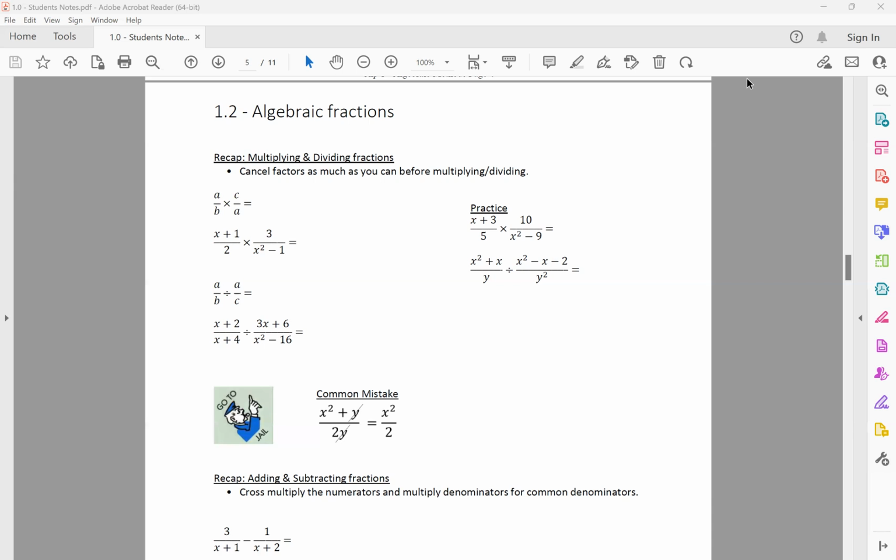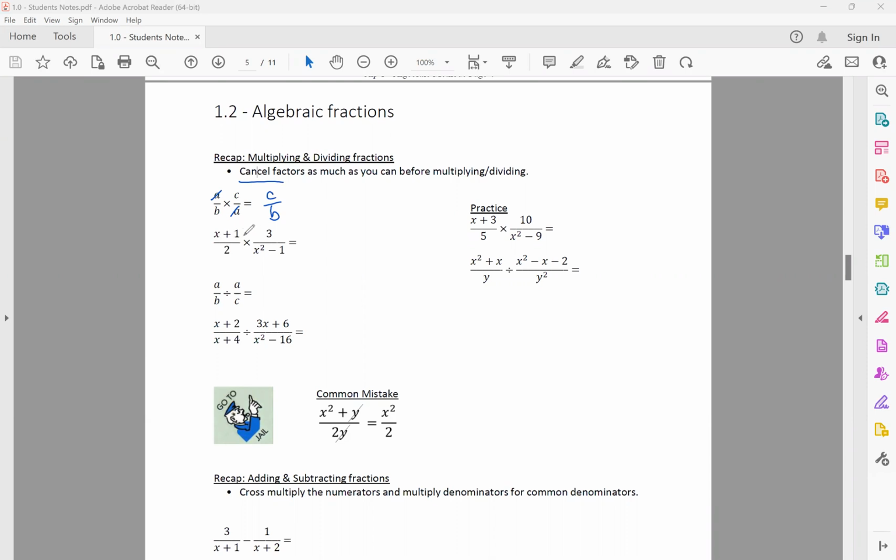Okay. Right, so recap about multiplying and dividing fractions. When we want to multiply and divide fractions, we want to cancel out the factors as much as we can before multiplying and dividing. So for example, in here, a over b times c over a, the a's can cancel out. So that will leave you with c over b.